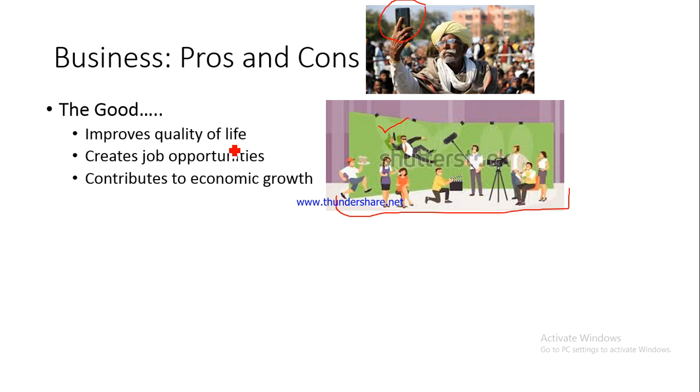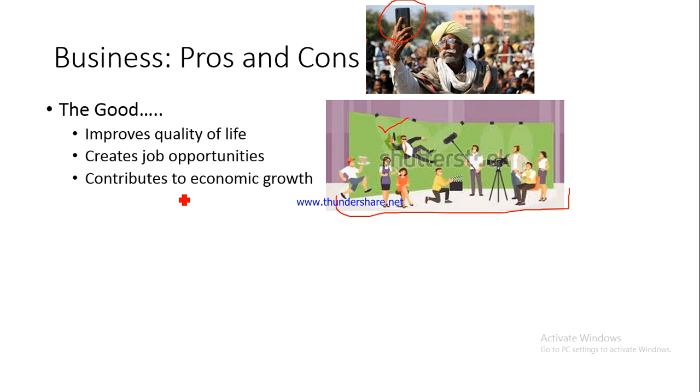This would lead to an increase in demand for bread and mobile phones, and so the companies which are selling bread, it could be Britannia, or the company which is selling mobile phones, it could be Micromax or Vivo, Oppo, increase their production level and then they further employ more people. So this is the virtuous chain of activities that is kick-started by businesses in an economy. So they also contribute to economic growth.